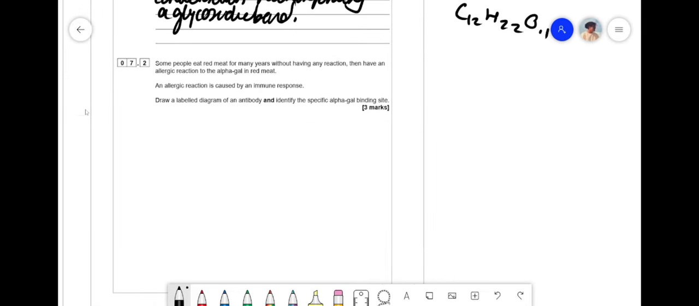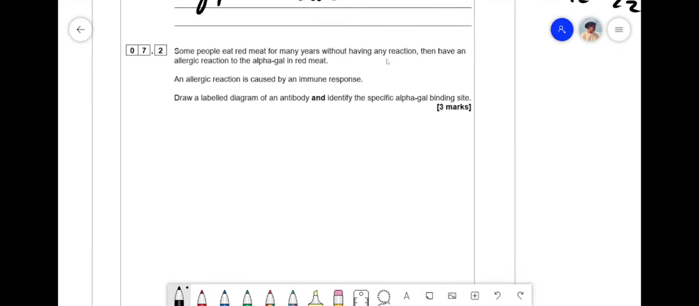Okay, so some people eat red meat for many years without having any reaction, then have an allergic reaction to alpha-gal in red meat. An allergic reaction is caused by immune response. Draw a labeled diagram of an antibody and identify the specific alpha-gal binding site.